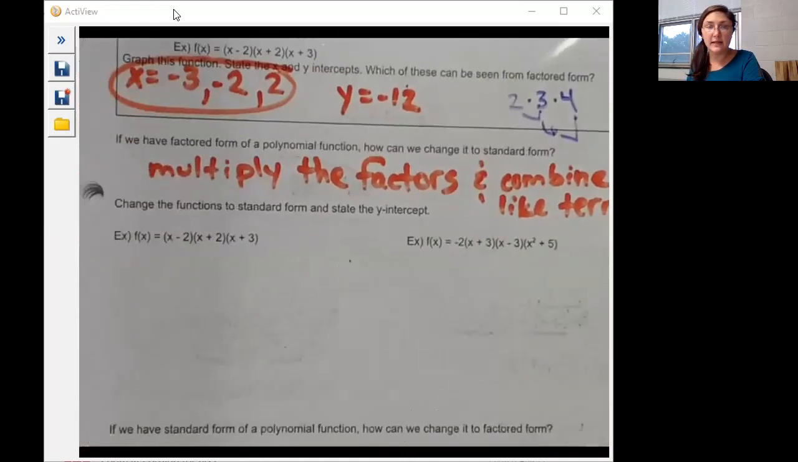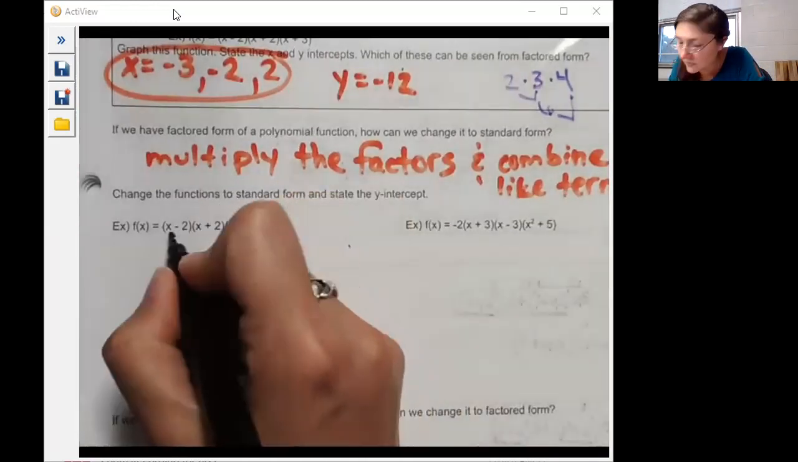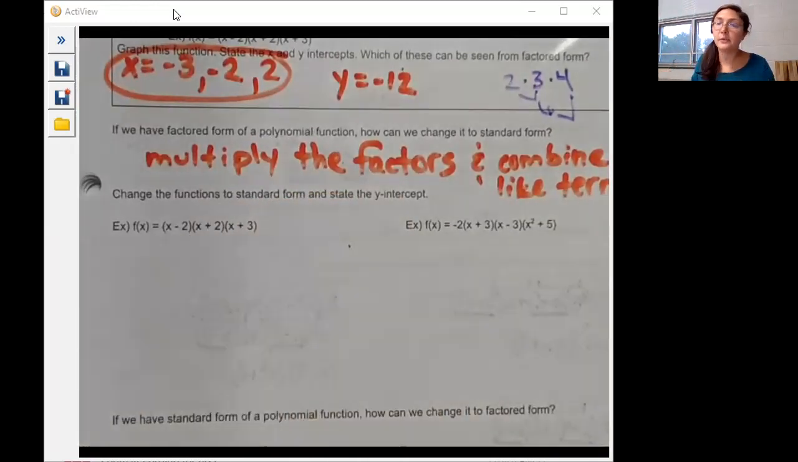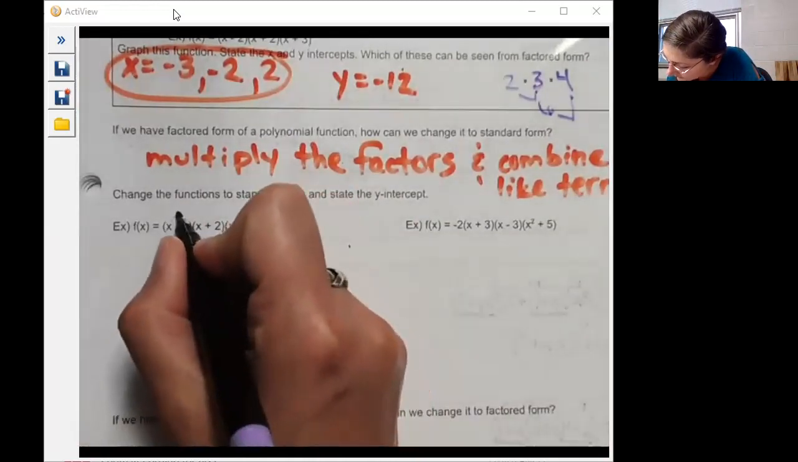So I'm going to start by multiplying 2 factors at a time. Whatever I get, I'll multiply by that third factor. So I'm going to start by just multiplying these first 2 pieces. It doesn't matter which 2 you multiply together to start. Just pick 2 and multiply them together. I'm just going to work through in order of the problem. So I'm going to multiply these 2 together to start.